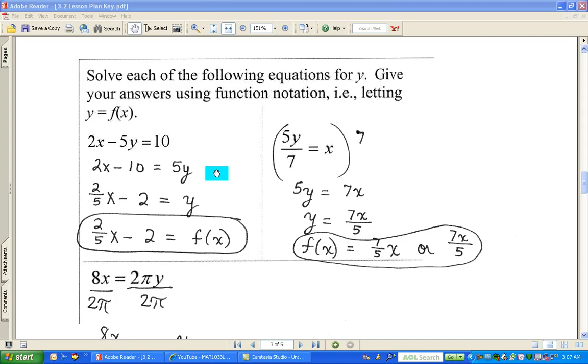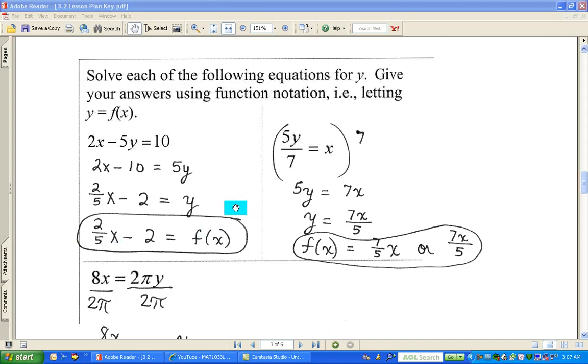My next step to get y alone is to divide each of the three terms in this equation by 5. Thus, the 2x becomes 2/5 x. Negative 10 divided by 5 becomes negative 2. 5y divided by 5 becomes y. And then remember, at the end of the problem, y is renamed f of x. F of x is equal to 2/5 x minus 2.